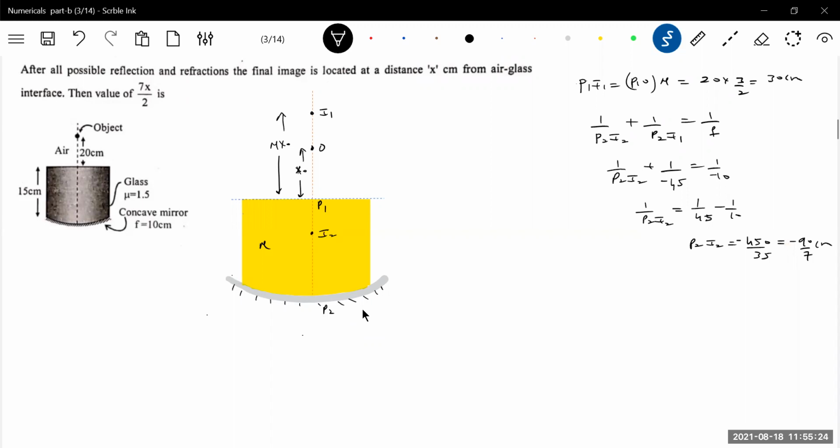Now after refraction, again the rays will form here, will pass through this. The image formed by the mirror will be somewhere here. The rays will not stop here only, no. From here again they'll start coming here. Now the final image will be at this particular point. So P1 I3 should be equal to P1 I2 by mu. P1 I2 is 90/7, mu is 3 by 2, so 60/7.